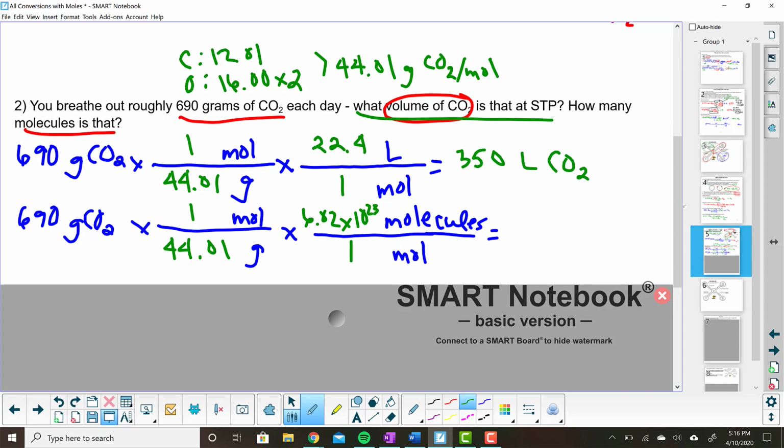So again, multiply across the top, 690 times 6.02 times 10 to the 23rd. Take that number, divide it by 44.01, and you end up, using correct sig figs, with 9.4 times 10 to the 24th molecules.